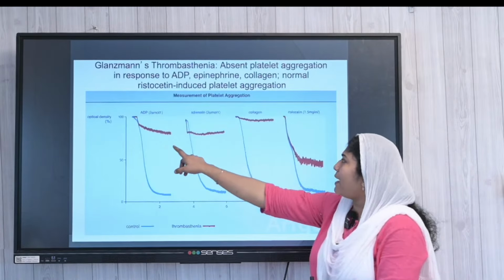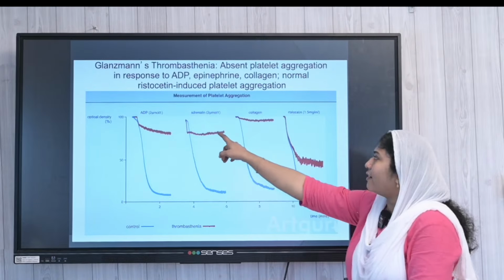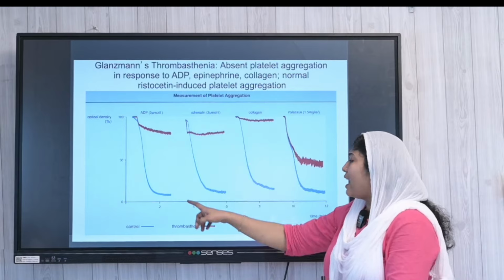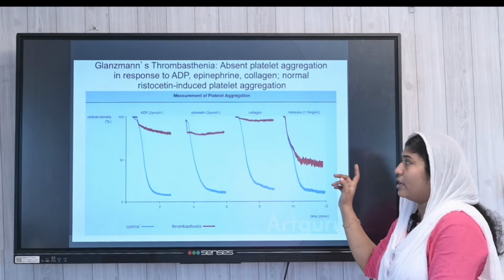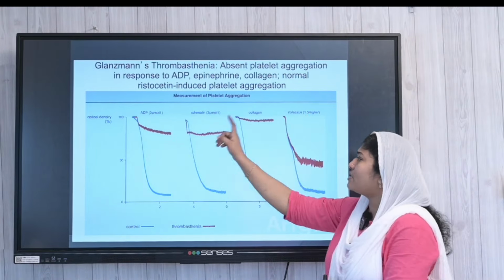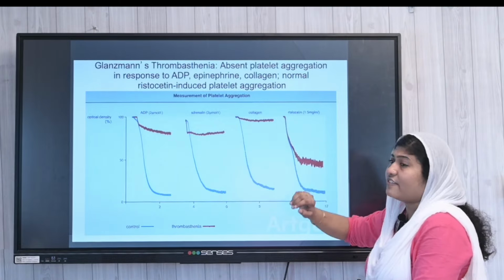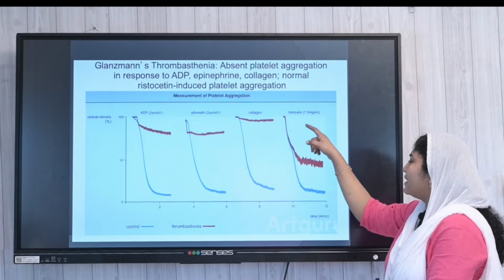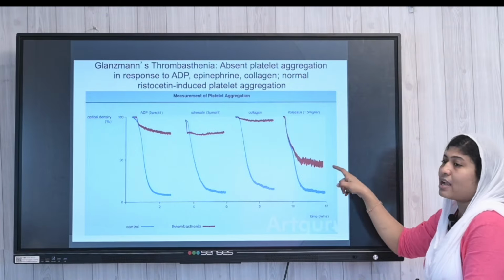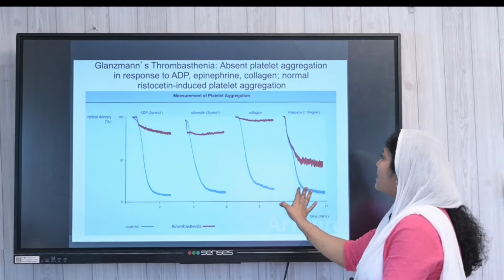See, ADP, adrenaline, collagen. Adrenaline is also called epinephrine. They are normal with Bernard-Soulier, but in a patient suffering from Glanzmann thrombasthenia, ADP will not aggregate properly, epinephrine will be affected, collagen will be affected, but ristocetin will not be affected. The ristocetin will show a normal pattern. So, that is the difference.